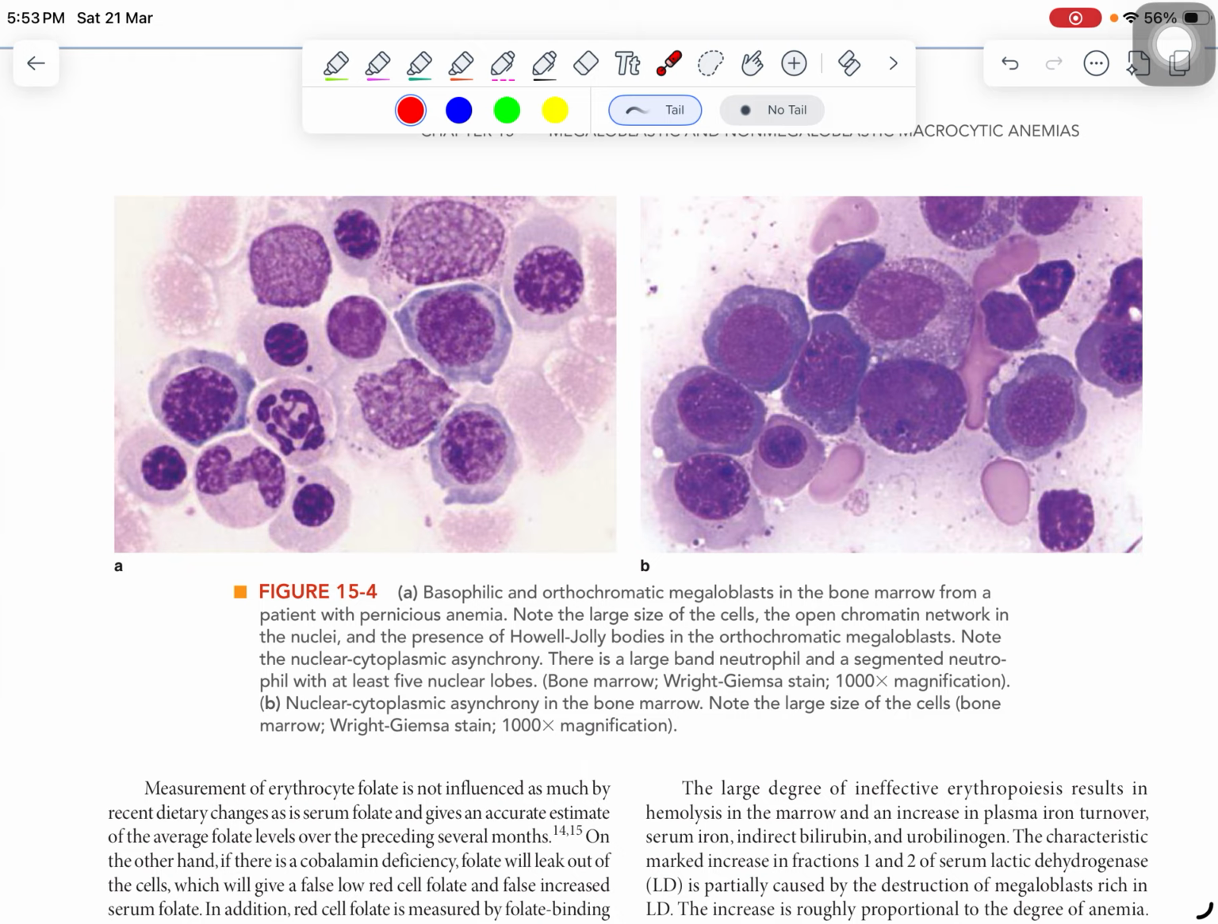In the second picture, nuclear cytoplasmic asynchrony in the bone marrow. Note the large size of the cells. These are basophilic cells, right? These have become basophilic cells, and large cells are there. Big cells are there.